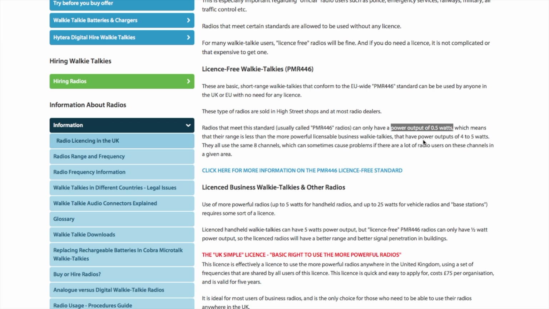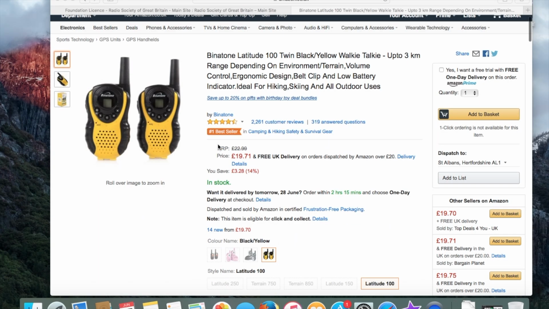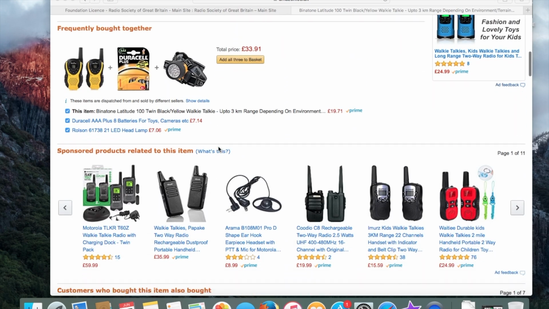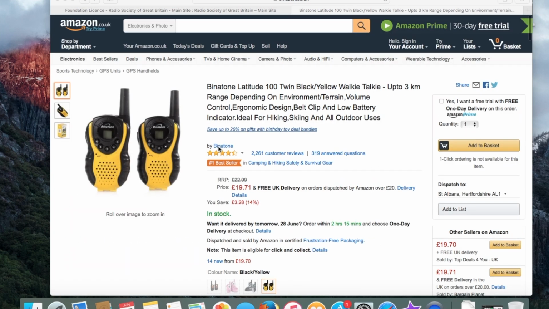These radios have a power output of half of 1 watt and are really only good enough for very short distance communication, around the house and garden, or a bit further if you're, for example, in an outdoor space.